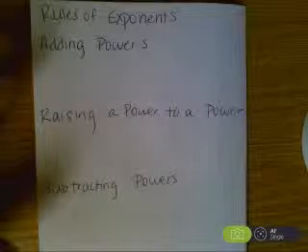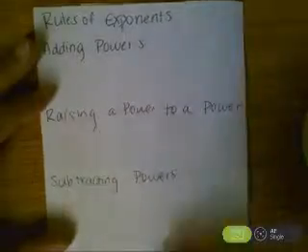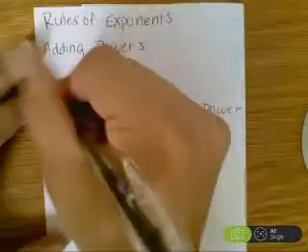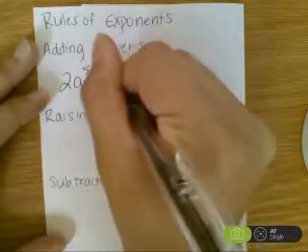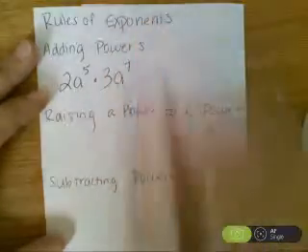Today we're going to talk about finding the rules of exponents. The first rule is when you add the powers. Now, a problem that has adding powers looks like this: 2a to the 5th times 3a to the 7th.